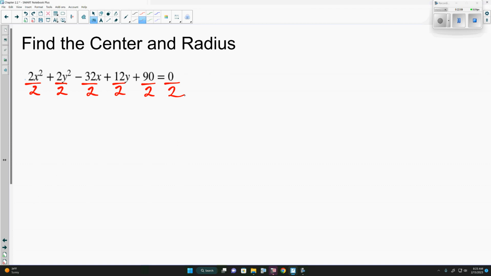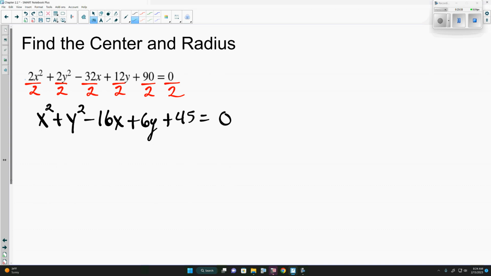I'm realizing that now, because otherwise it's going to end up being an ellipse or a hyperbola, because we need the number in front of both of the parentheses to be 1, and the only way that works out is if the numbers in front of x squared and y squared are the exact same. So with any of these here, we're going to end up dividing everything by said amount. Now what that'll give us is x squared plus y squared minus 16x plus 6y plus 45 is equal to 0.